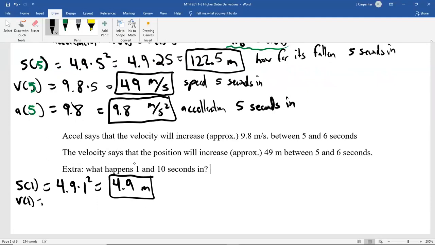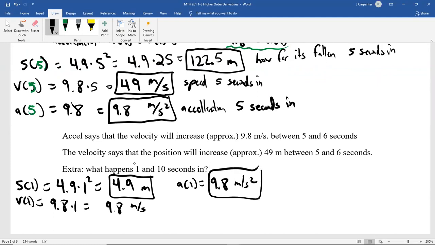V of 1, that's the 9.8 times the time. So 9.8 times 1 is 9.8. So our speed at this point is just 9.8 meters per second. And then our acceleration at 1 is just 9.8 meters per second squared. Notice that the acceleration is the exact same, but the position and the velocity are a lot smaller.